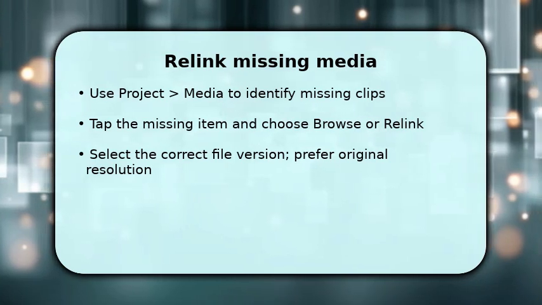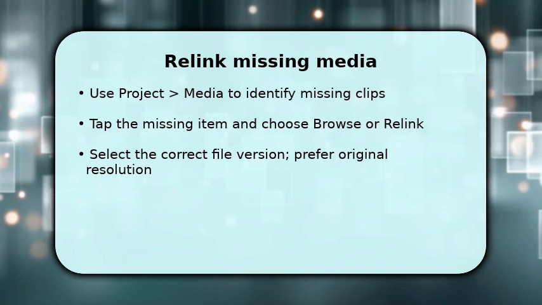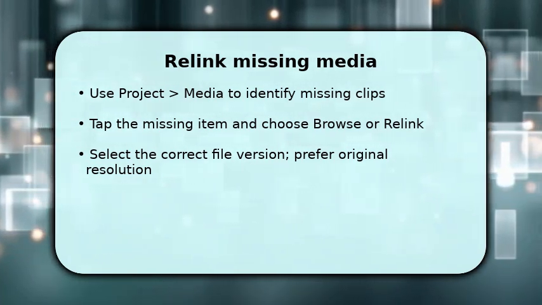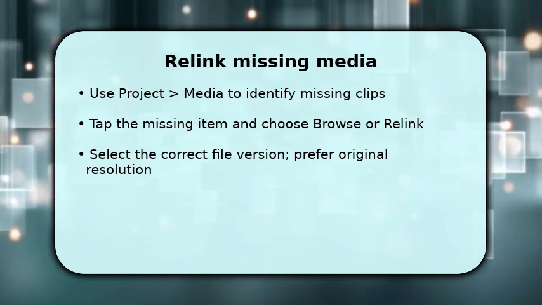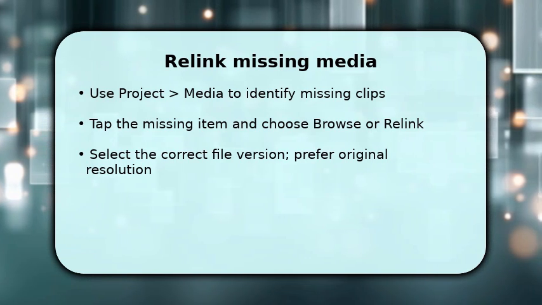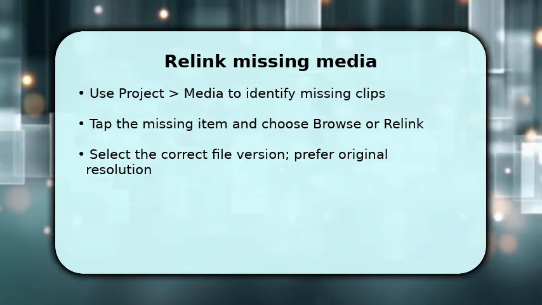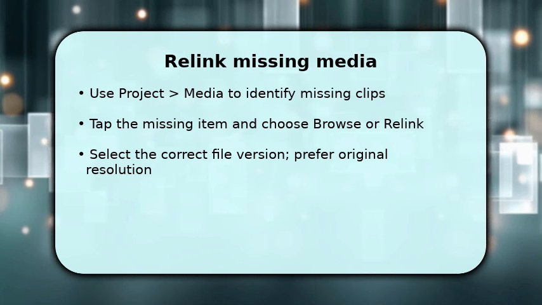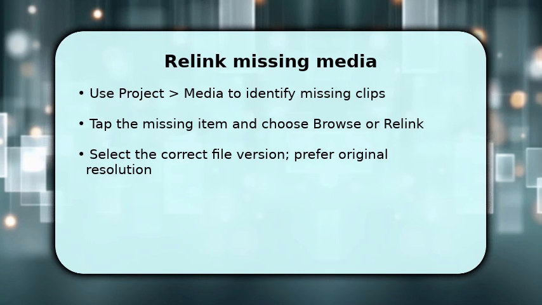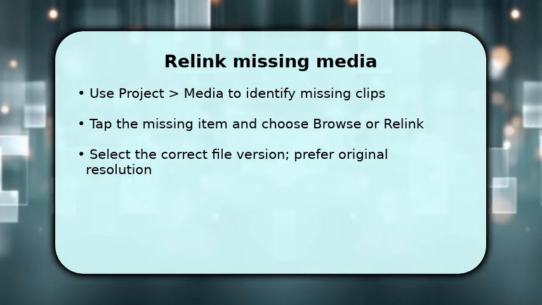Next, you relink the missing assets inside CapCut. Open the project and go to the media panel to spot the missing markers. CapCut lets you browse to replace them. Tap the missing thumbnail, choose Browse or Relink, then navigate to the exact file you verified earlier. Make sure you pick the original clip rather than a lower quality copy, because matching resolution and file format prevents timeline glitches. Once linked, scrub the timeline to confirm clips appear and playback is smooth.